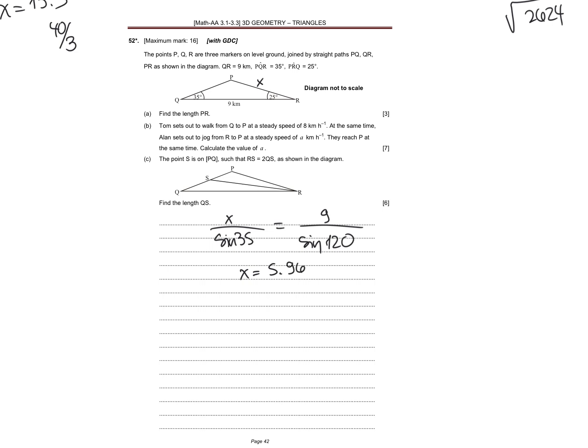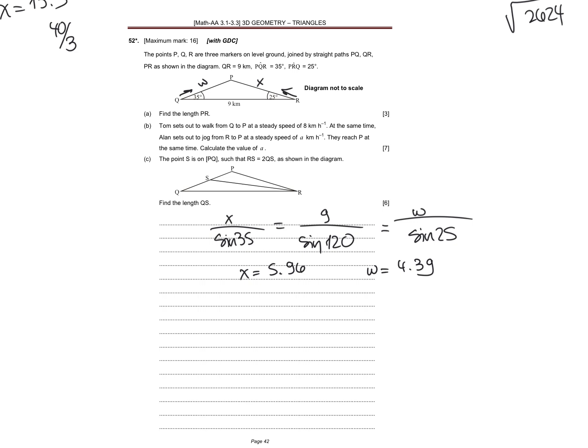So steady speed of 8 kilometers per hour. At the same time, Alan sets out to jog from R to P at a steady speed of A. They reach P at the same time. Calculate the value of A. So if I work out sine 25 and find out what W is, W ends up being 4.39. Okay, so this is how many kilometers these paths are.